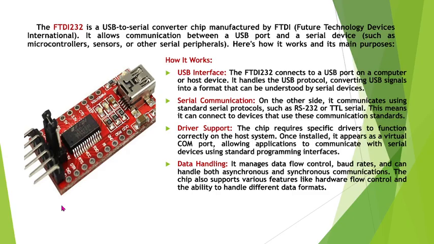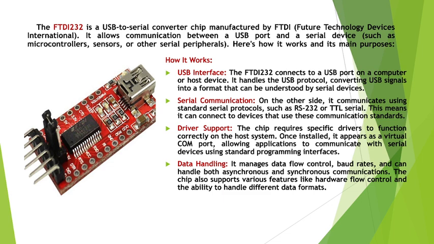The FTDI-232 is a USB to serial converter chip manufactured by FTDI, or Future Technology Devices International. It allows communication between a USB port and a serial device such as microcontrollers, sensors, or other serial peripherals. Here's how it works and its main purposes. How it works: USB interface.